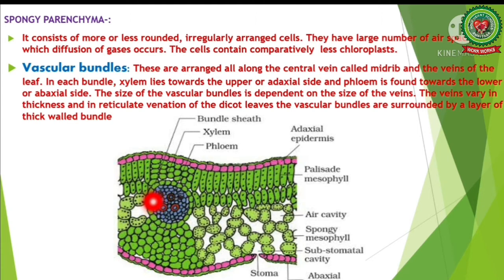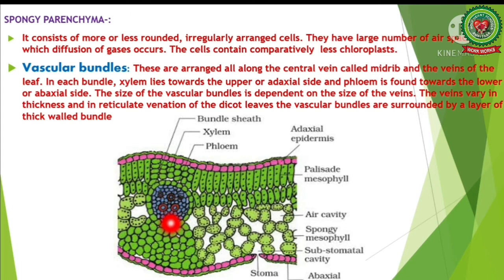Vascular bundles present at the base of leaf lamella are broader and those present on the apex are narrower. The vascular bundles are conjoint, collateral and closed type. Each vascular bundle shows xylem towards the upper epidermis and phloem towards the lower epidermis.